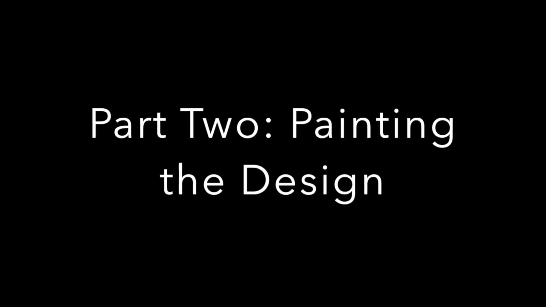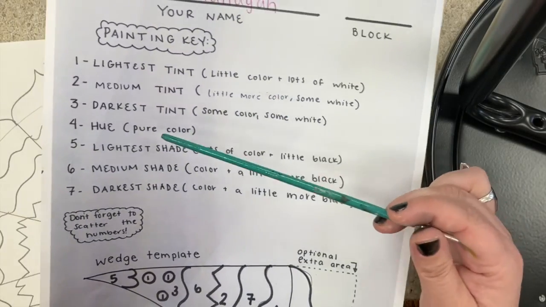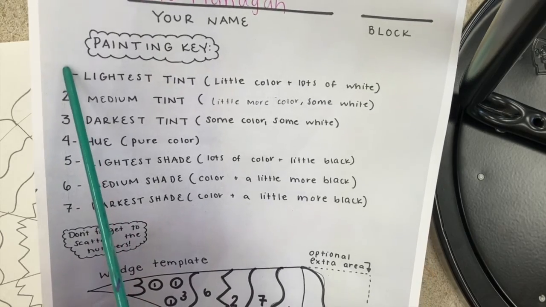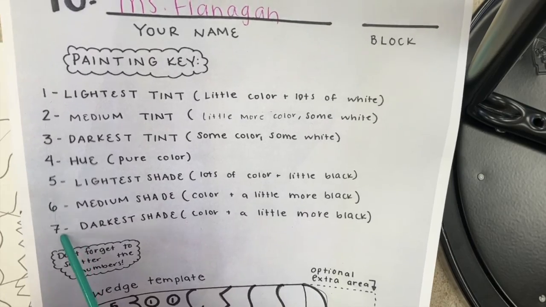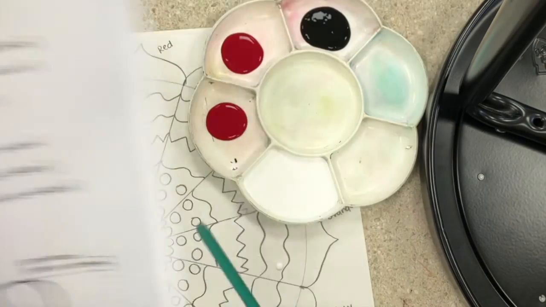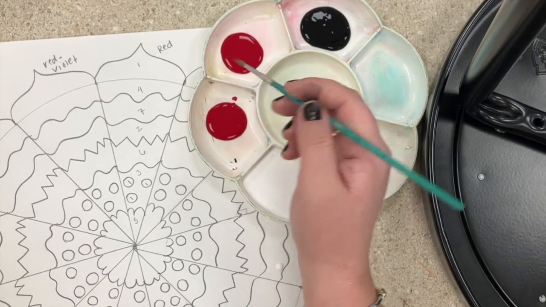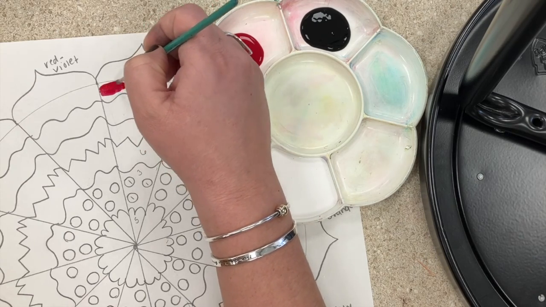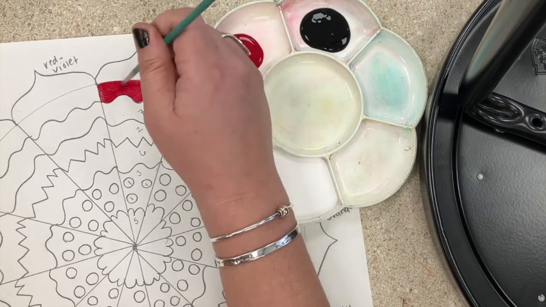So now we're going to go ahead and paint this design. I always like to start with one of my primary wedges. You can see from our key here that our number 4 is the hue, so that is just the pure color by itself. And then 1, 2, 3 are different tints, and 5, 6, 7 are different shades. I'm going to start with my 4, which is the hue by itself, because it's already mixed up. So I'm going to find number 4, and I'm going to paint it red, which is just the hue by itself, no black, no white.